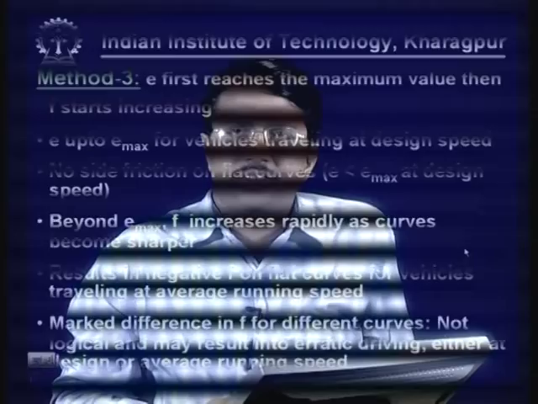In this method, it is the reverse. Now, what we have discussed for method 2. In method 3, initially E is introduced, that means only super elevation is introduced. Super elevation is introduced in the beginning, and it is only super elevation that is used till super elevation reaches its maximum permissible value. That means, it is only E till the E value reaches its maximum.